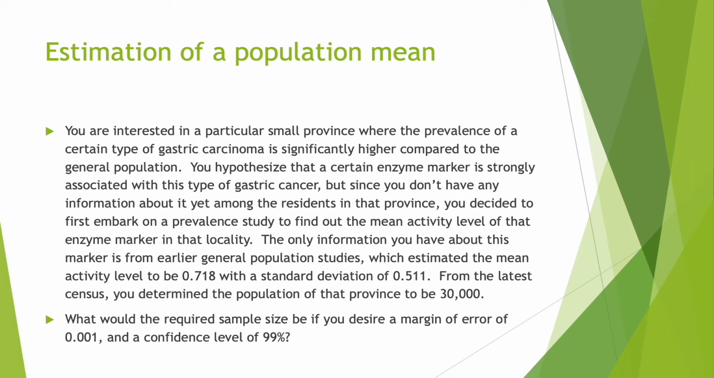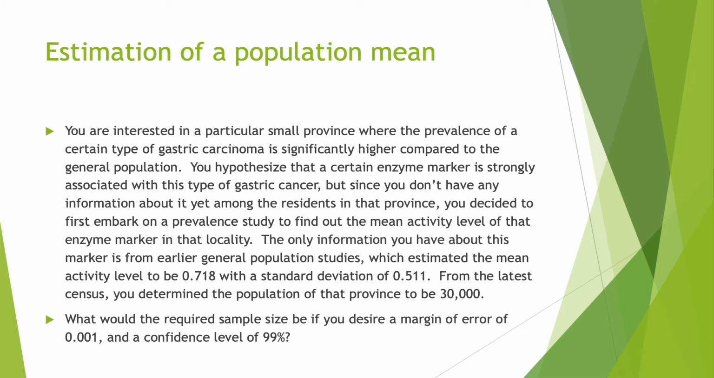The only information you have about this marker is from earlier general population studies, which estimated the mean activity level to be 0.718 with a standard deviation of 0.511. From the latest census, you determine the population of that province to be 30,000. What would the required sample size be if you desire a margin of error of 0.001 and a confidence level of 99%? Now, the mean that this descriptive cross-sectional study is aiming to estimate is the mean enzyme marker activity level.